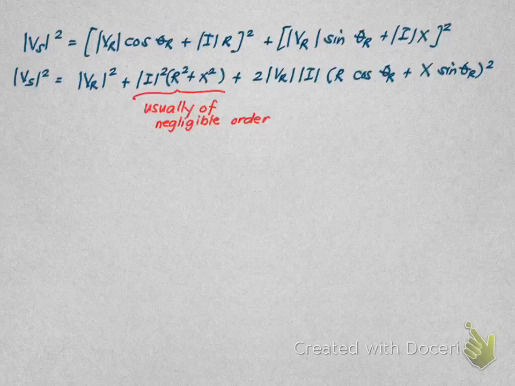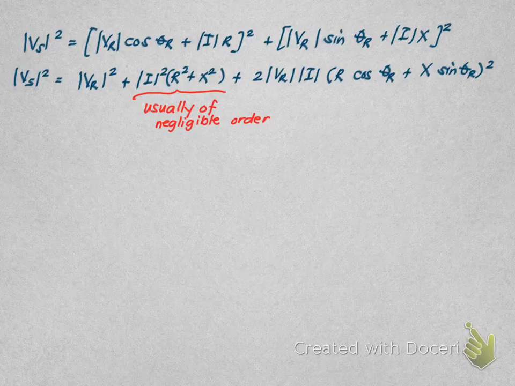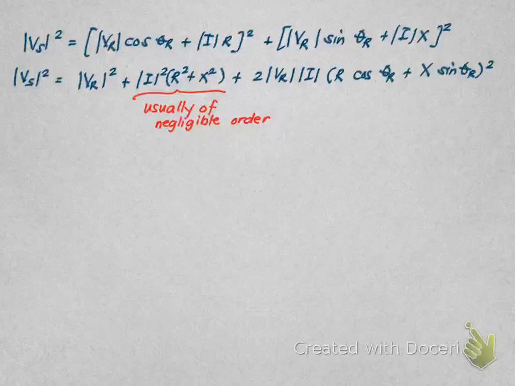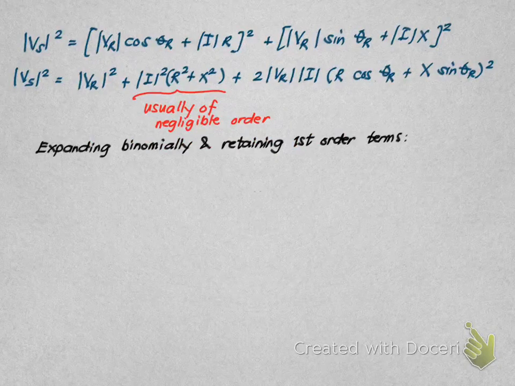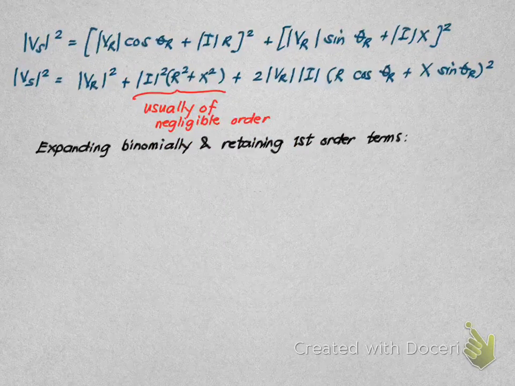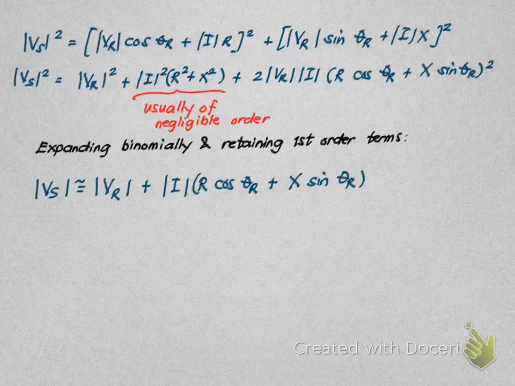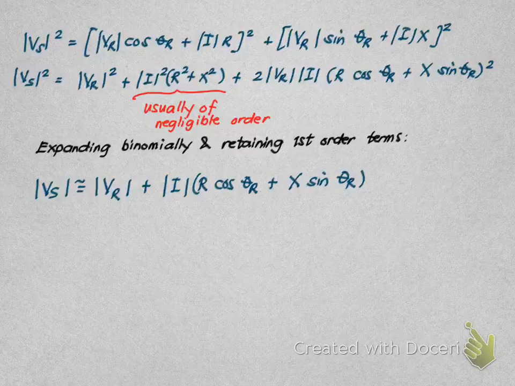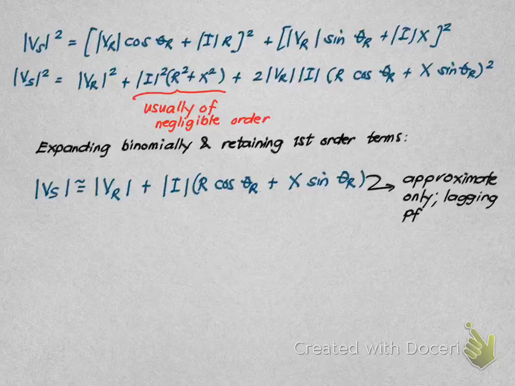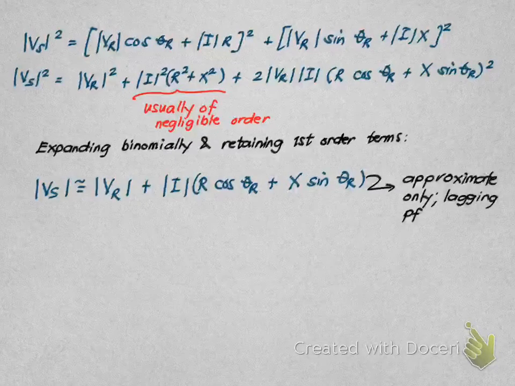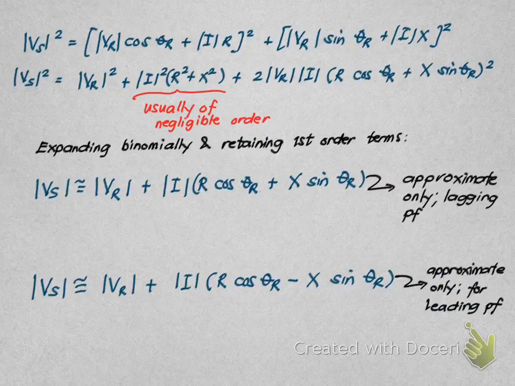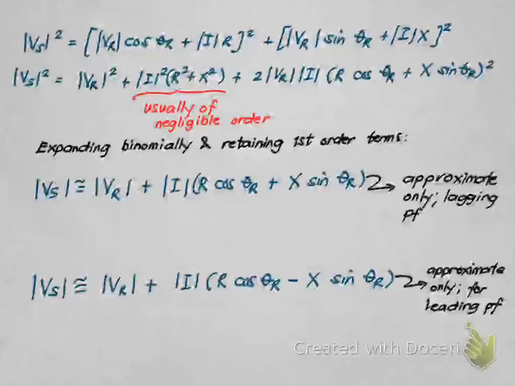Now this term, I squared, R squared plus X squared, is usually of negligible order, so that Vs now becomes simply like this. We have to expand that binomially and retain the first order only, so we get that Vs is approximately VR plus I, etc. Take note that this is just an approximate expression, specifically for lagging power factor. For leading power factor, this is the approximate expression.